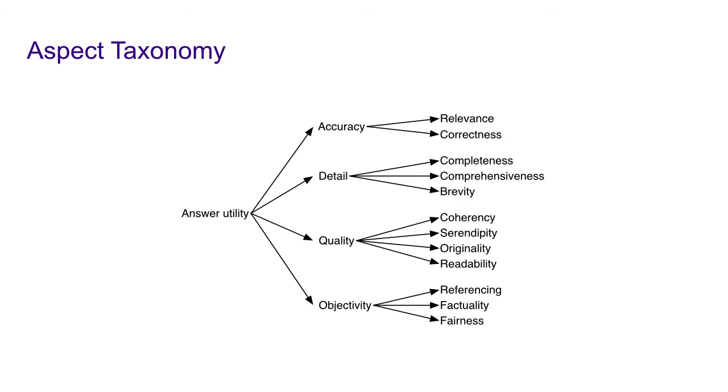The taxonomy we use contains 12 aspects, which are expected to have some correlation with answer utility. These are relevance, correctness, completeness, comprehensiveness, brevity, coherency, serendipity, originality, readability, referencing, factuality, and fairness. We further group these aspects in 4 headings: accuracy, detail, quality, and objectivity. You may refer to the paper for a description of the aspects and the procedure we follow to create the taxonomy.